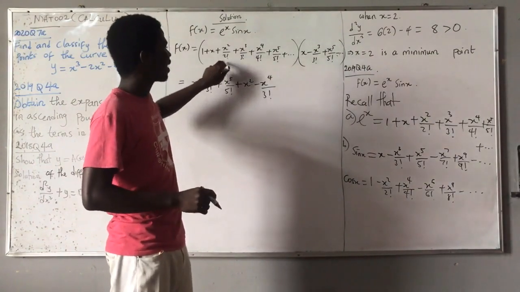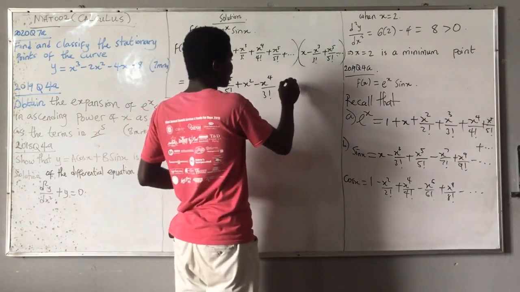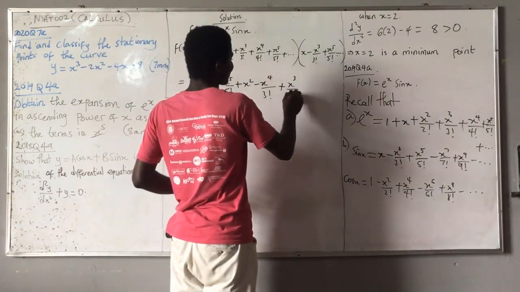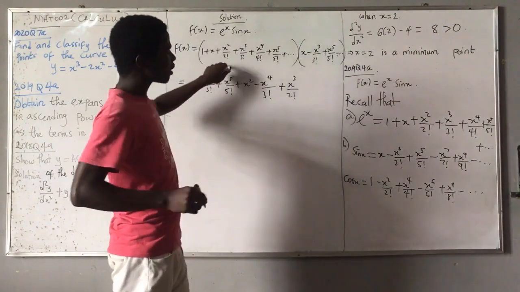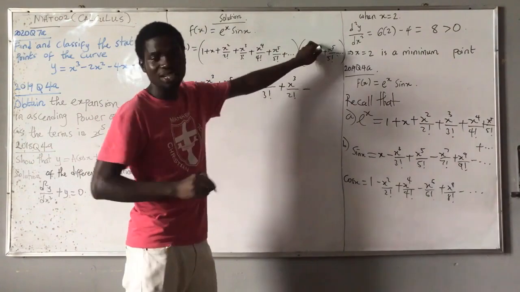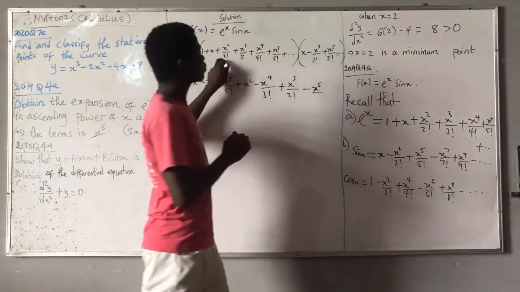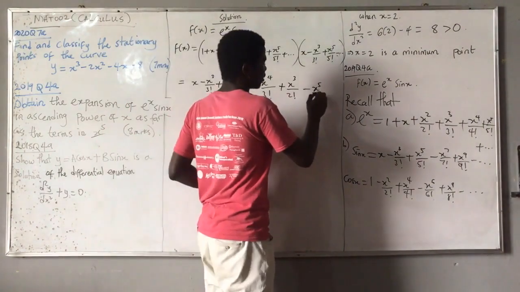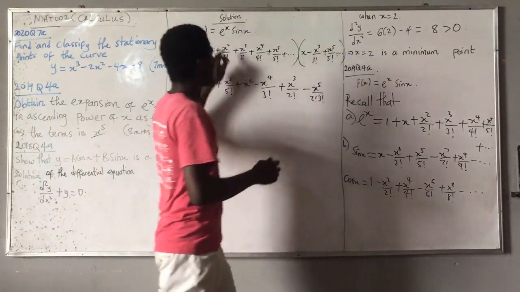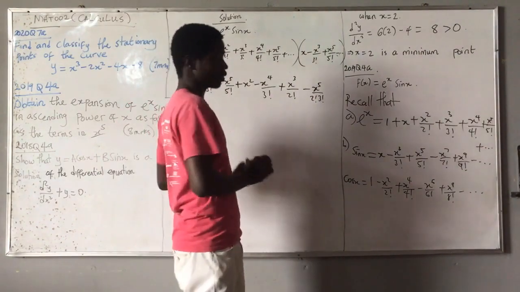S squared over 2 factorial. S squared over 2 factorial times s will give me s cubed over that same 2 factorial. S squared over 2 factorial times minus s cubed over 3 factorial, don't forget the minus. S squared times s cubed will give me s5. So I have minus s5 over 2 factorial, 3 factorial. S squared times s5 will give me s7. Don't write it. Do you get that?